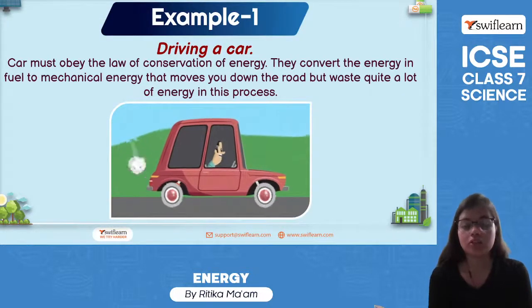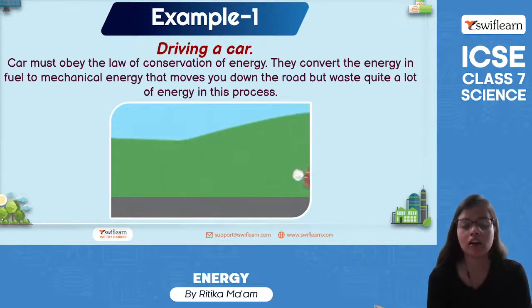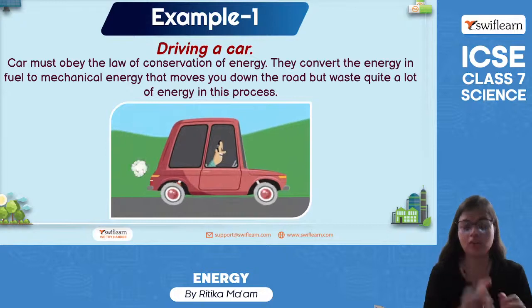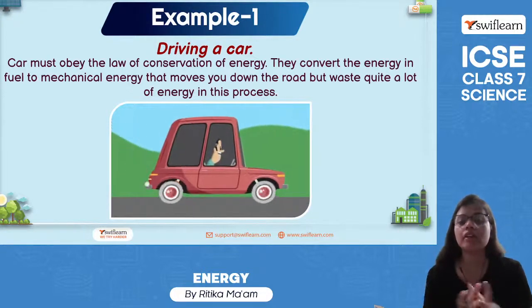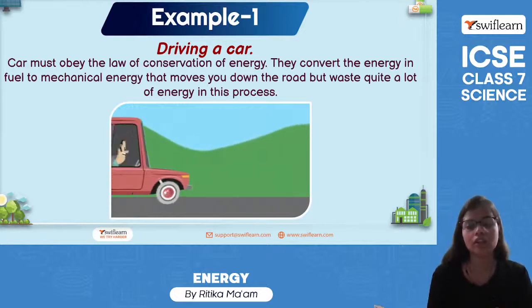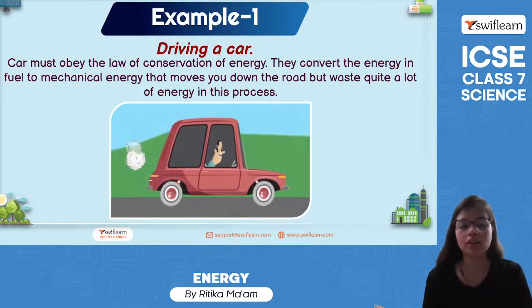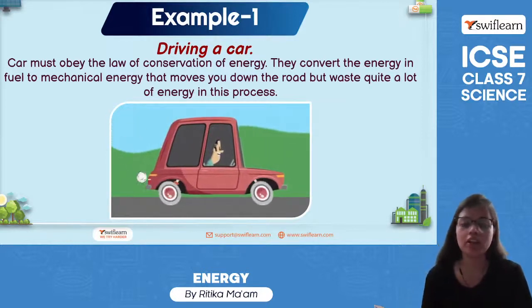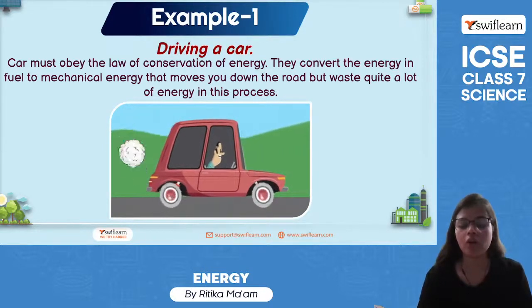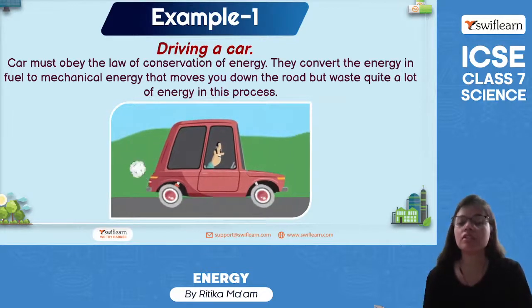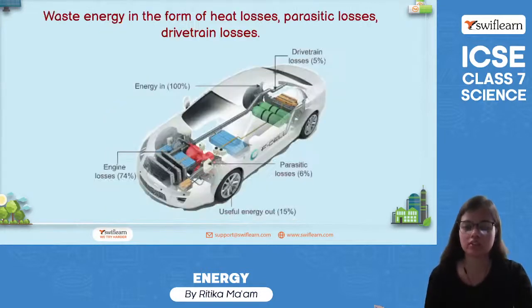Now talking about some examples, driving a car. If a car didn't obey the law of conservation of energy, the whole system would get disturbed. The energy in the fuel converts to mechanical energy, and that is how we are able to drive the car. The energy is not just converted, but lots of energy is also wasted in these processes.